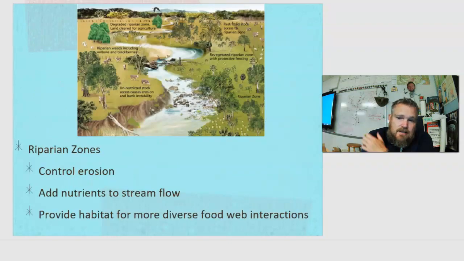Then the last is the riparian zone, and again, it's basically just the area next to the river, and the better you treat your riparian zone, then the better the water quality of that river will tend to be.